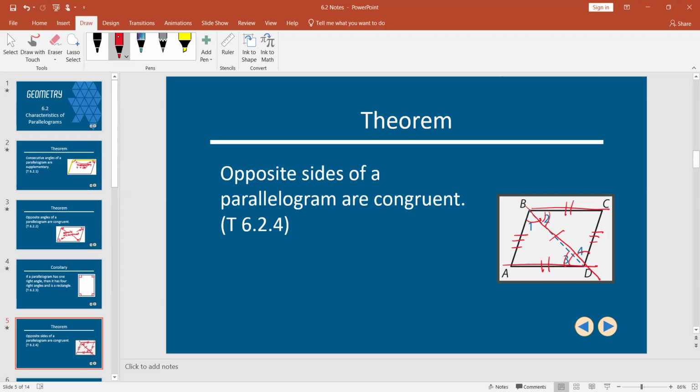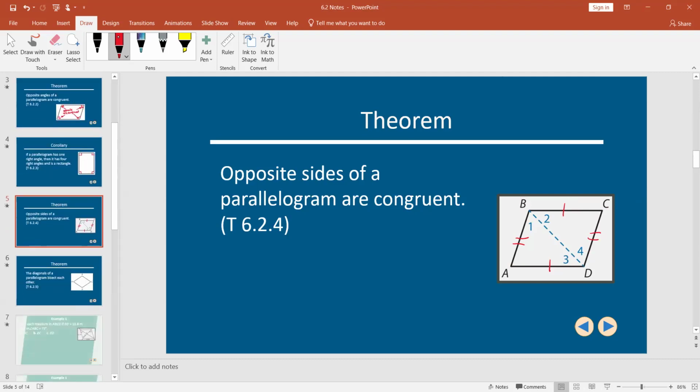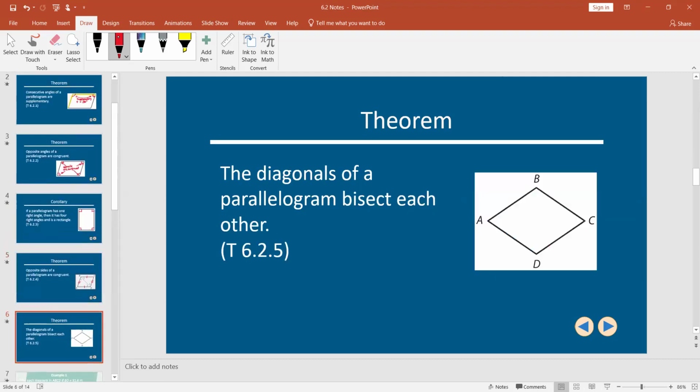So that's how we are able to prove that opposite sides of a parallelogram will always be congruent to each other. Because they're parallel lines, we can use our parallel line postulates and theorems to prove that the interior angles are congruent, and the shared side makes the two triangles congruent, and then its corresponding parts. Okay, let's move on to the next one.